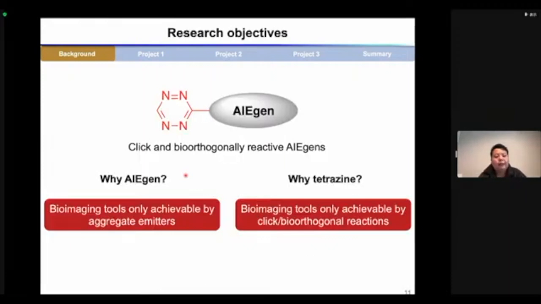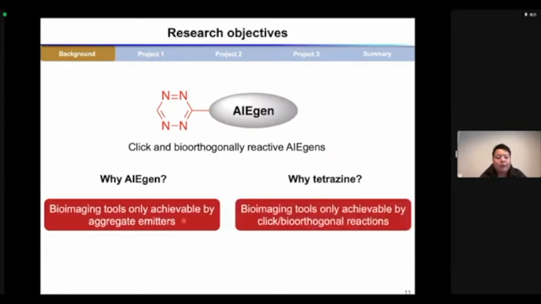So in the concept, at the end of the background study, I focus on making the compound, the AIE agent, which has a tetrazine unit, and making this AIE-tetrazine conjugate. I focus on answering two questions. First, why do we need to use the AIE agents? By showing the bioimaging tool only achievable by the aggregate emitters, only by the aggregate system. And second, why do we need to use a tetrazine? By showing the bioimaging tools only achievable by the quick Diels-Alder reaction.